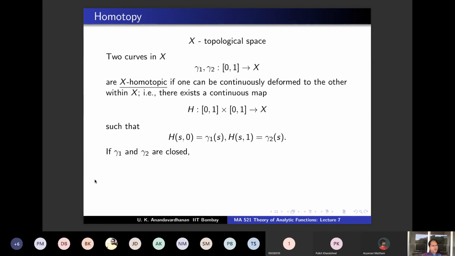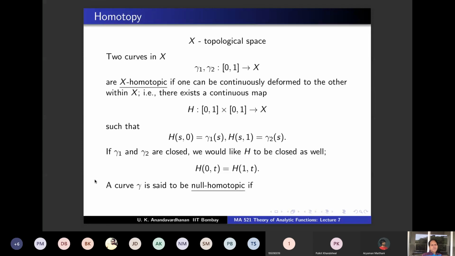If gamma 1 and gamma 2 are closed curves, that's what we are interested in, we will also demand that H should also be closed. This continuous deformation also should be via closed curves. Okay, then we will say that they are homotopic. That means H(0, t) equals H(1, t) for all t. So for all these curves, at every time the curve is closed.